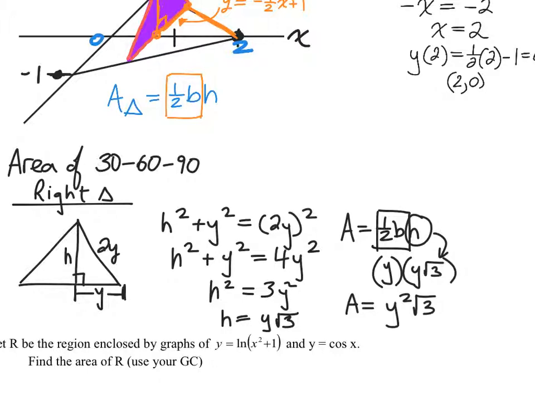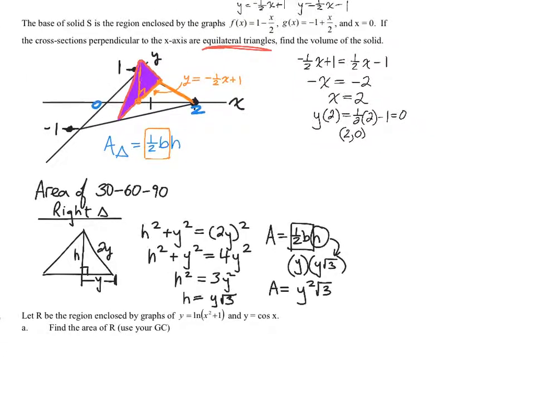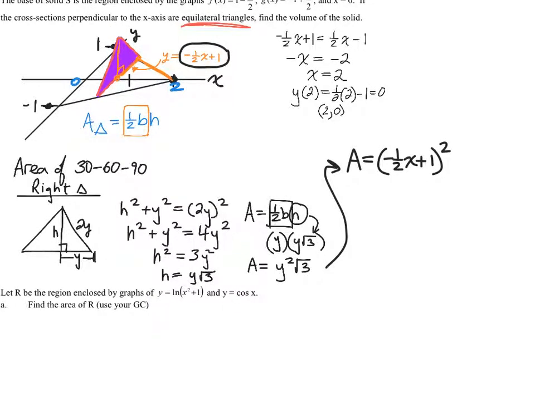Based off of that definition, we have a nice formula here. Because I know what y is. It's right here. I also have another y if I want to: I could use the negative 1/2 x plus 1. That's an equivalent y. It's the same distance. So in this case, I'd be looking at an area equal to (negative 1/2 x plus 1) squared radical 3.